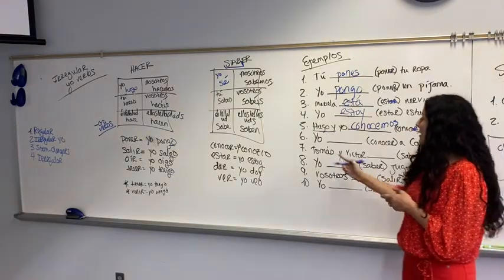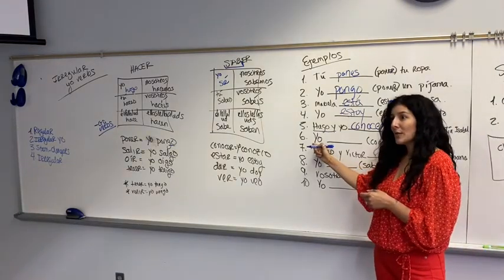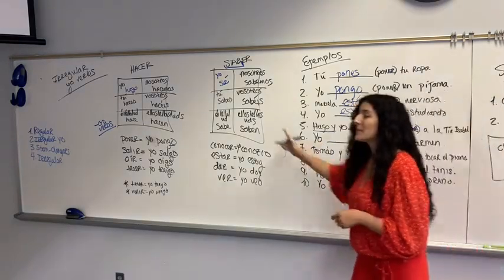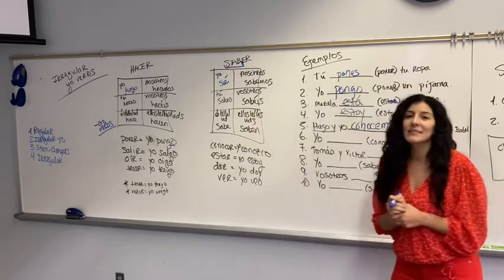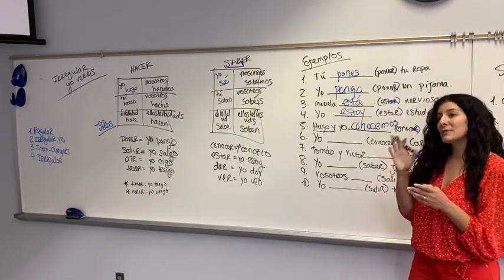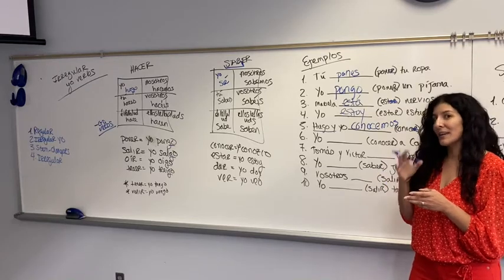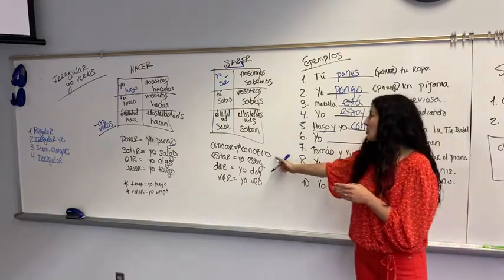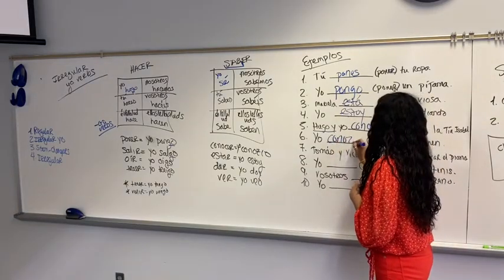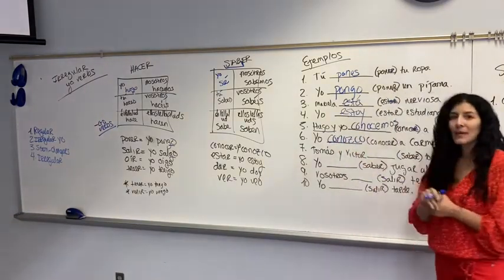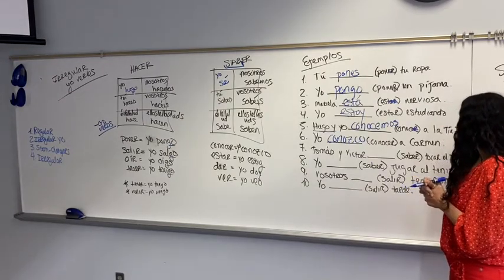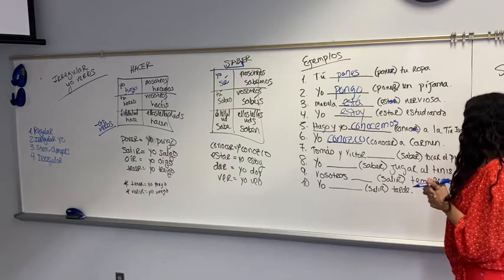But now we have a yo form. So I remember that conocer was one of the batch of words that I memorized as being a part of the irregular yo verbs, and that the only possible yo form of conocer in the present tense is conozco. So I'm going to write conozco. Okay? Here I have Tomás y Víctor saber tocar el piano.